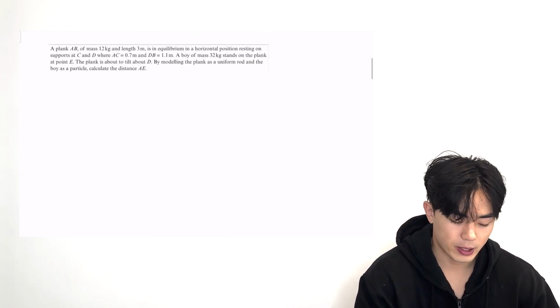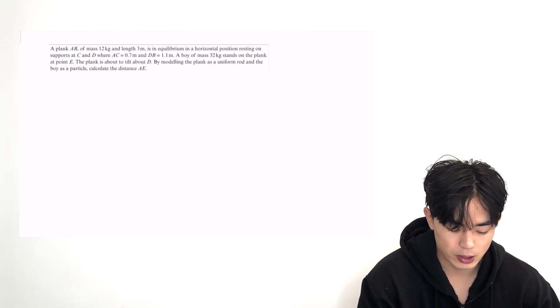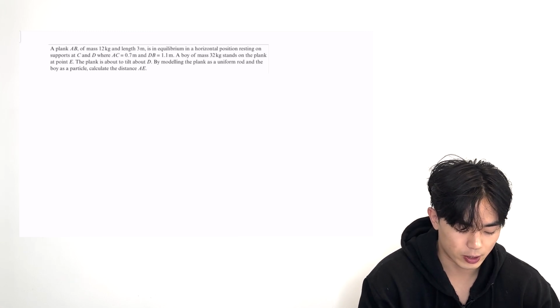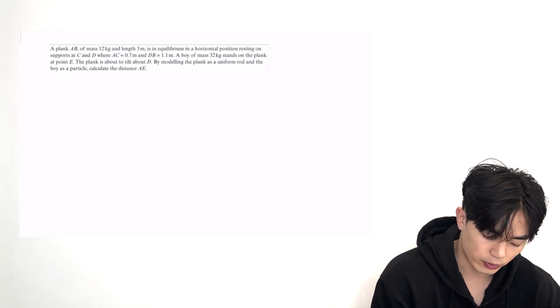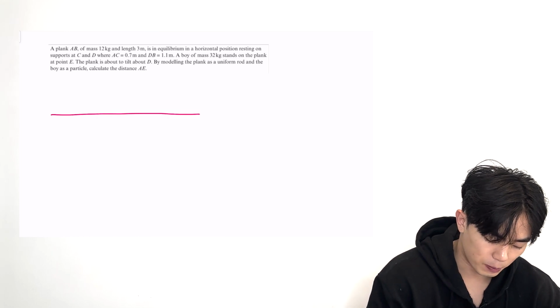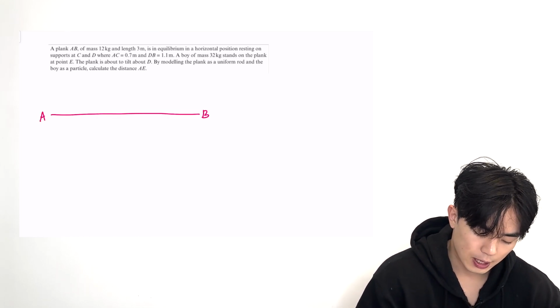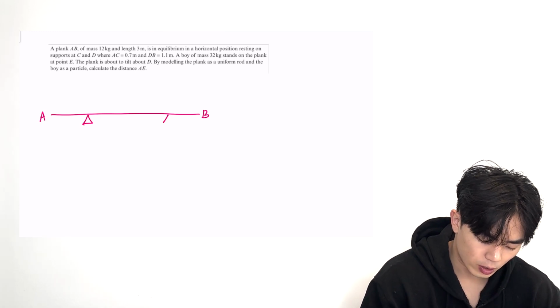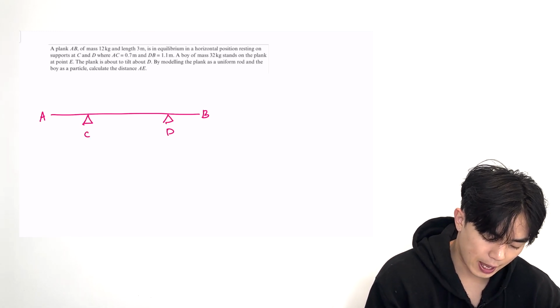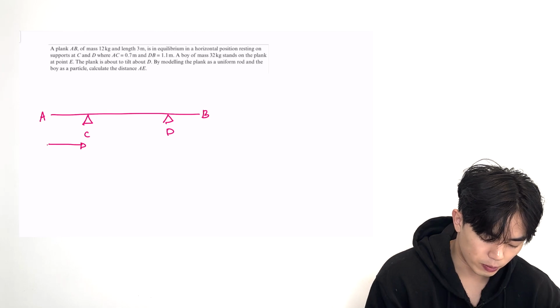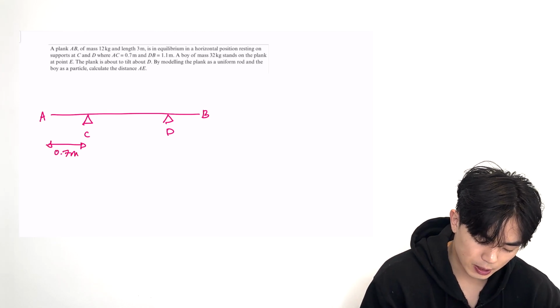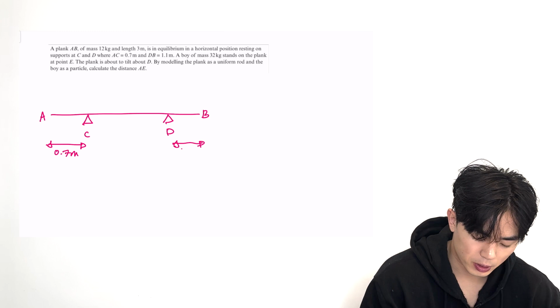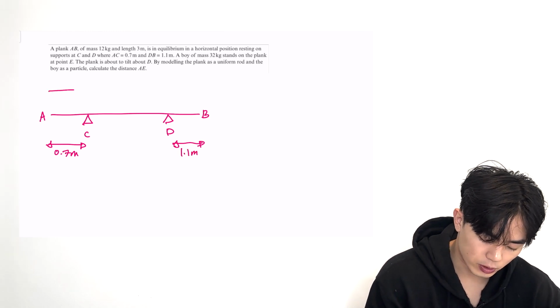Right, so we have a plank AB of mass 12 kilograms and length 3 meters. It's in equilibrium in a horizontal position resting on supports C and D. So let's go back to drawing first. We have a plank AB, and it's on two supports C and D, where AC is 0.7 meters and DB is 1.1 meters. The whole plank itself was 3 meters.